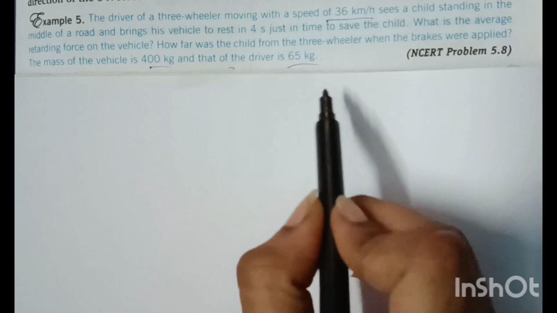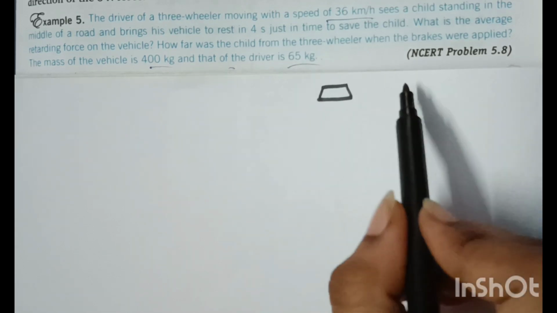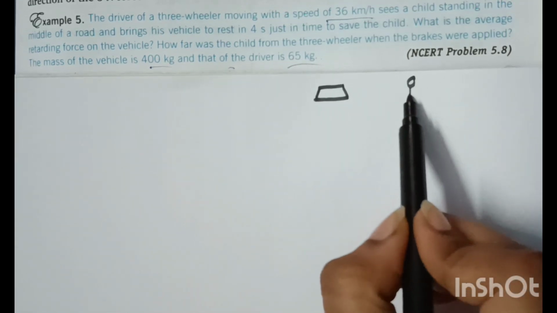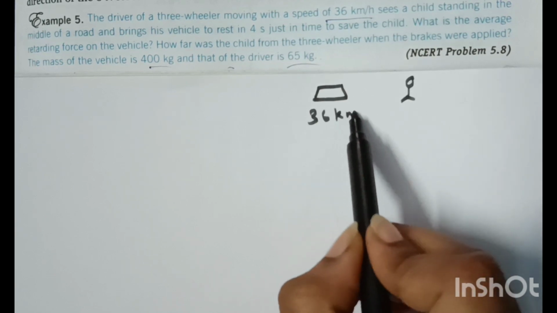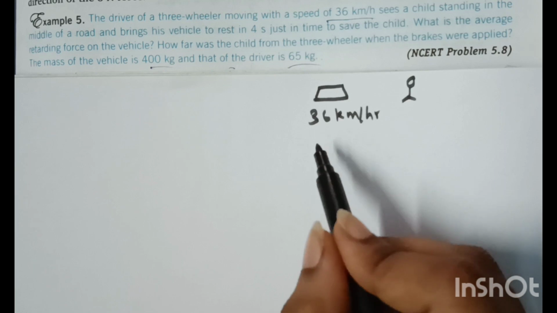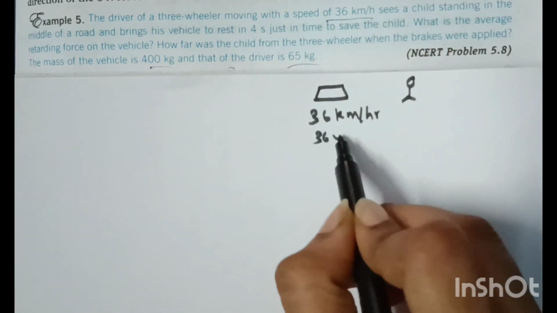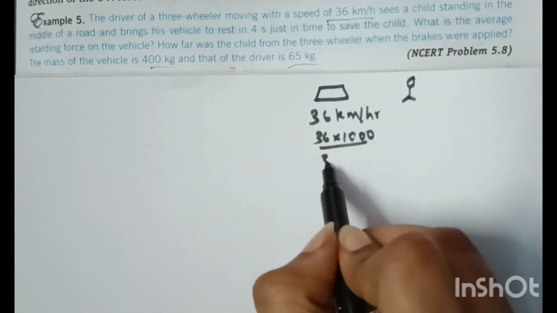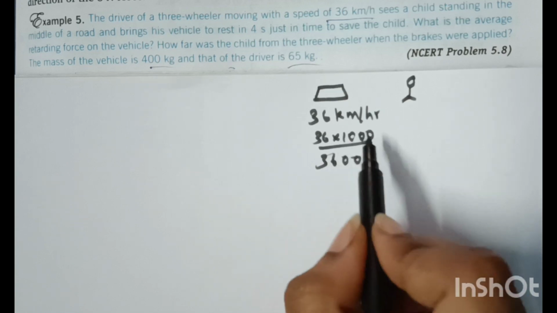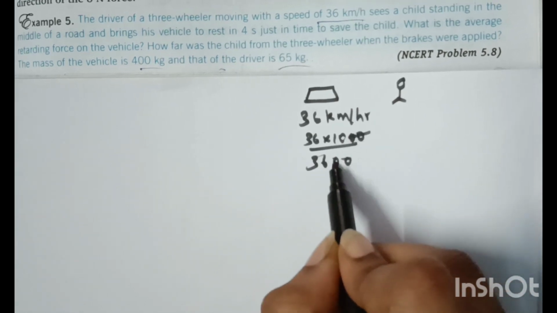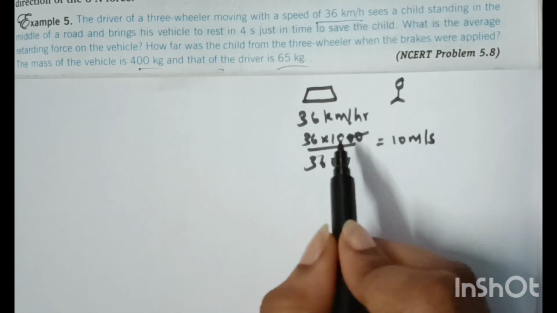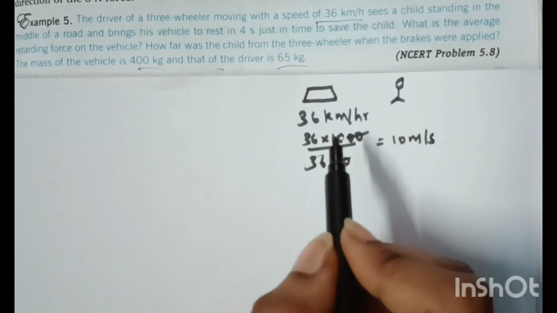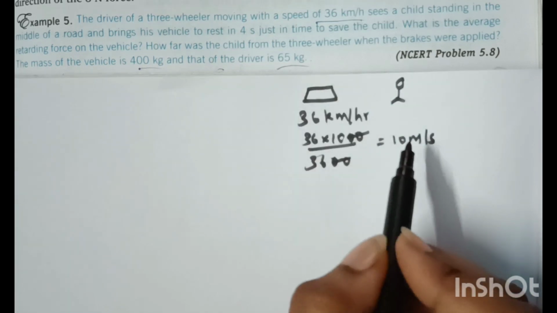So there is a three-wheeler vehicle, and it is seeing a child standing here. So its initial velocity is 36 kilometer per hour. 36 kilometer per hour is 36 into 1000 by 3600 meter per second. So it is 10 meter per second. So that is his initial velocity. Initial velocity of the three-wheeler is 10 meter per second.